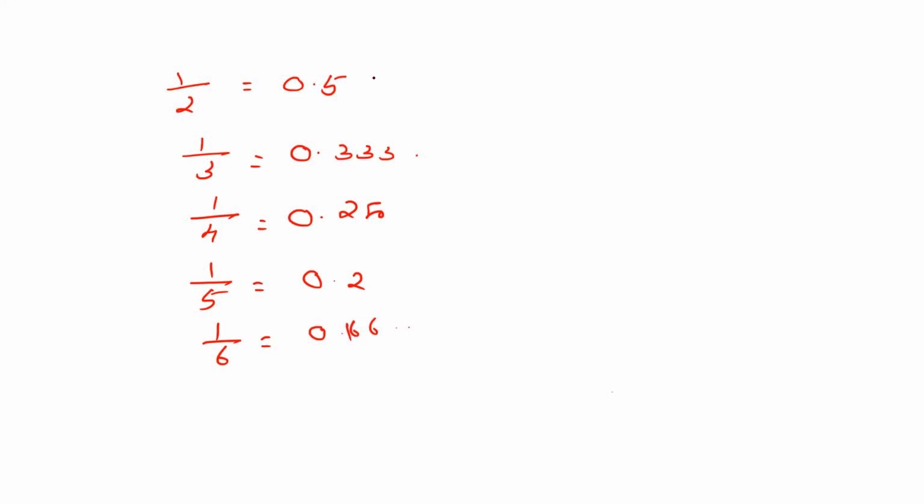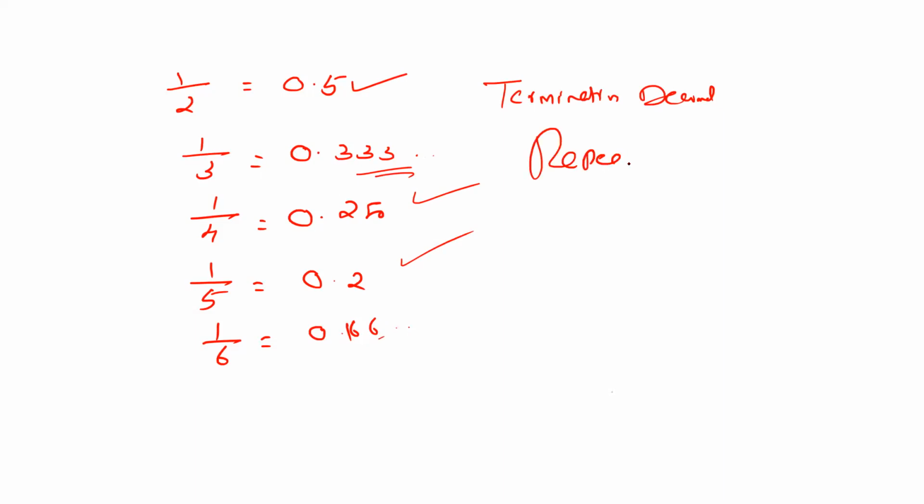So here you see, it is stopped at some point: 0.25, 0.2. This is called a terminating decimal. And 0.3333 is repeating. Here 6 is repeating. That is called a repeating decimal. Another name is a recurring decimal.